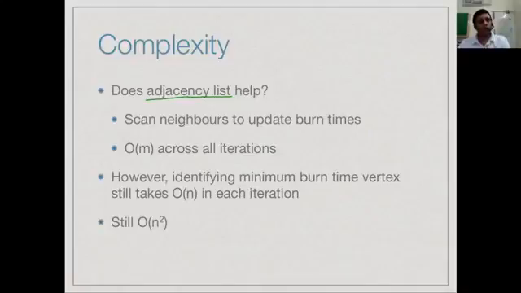So the second contribution of order n gets solved by using an adjacency list, but unfortunately, we still have the first order n step, which is to find the minimum. We have a list of burn times associated with the unvisited vertices, and we have to find the minimum among them, and this remains an order n step. So overall, though we have moved to an adjacency list, this alone does not help us, because we still have an order n step inside the big loop. So we are still at order n squared.